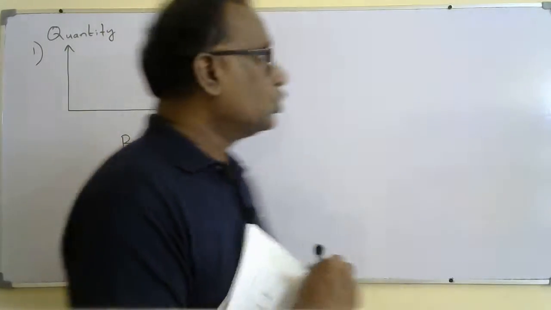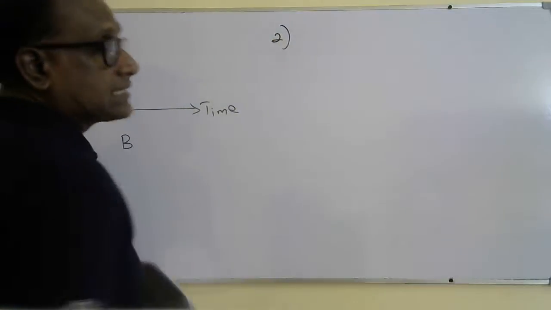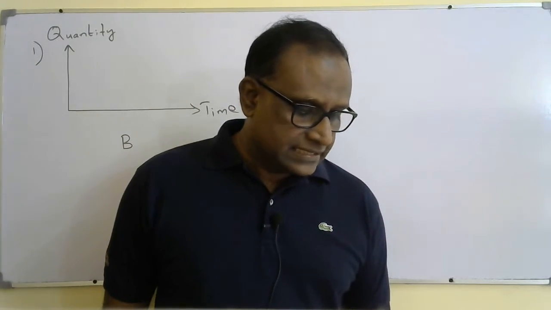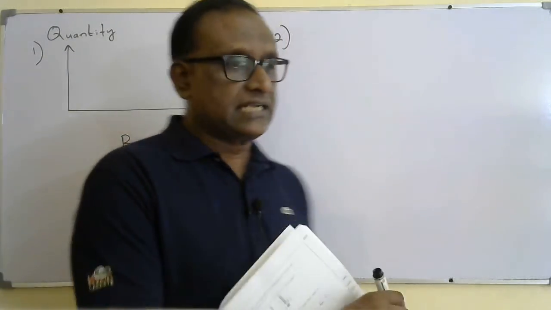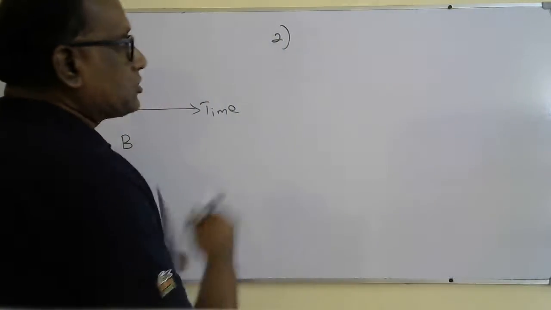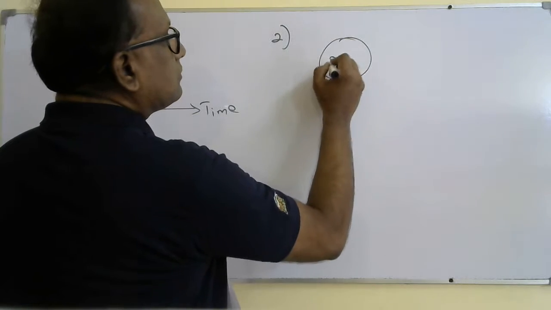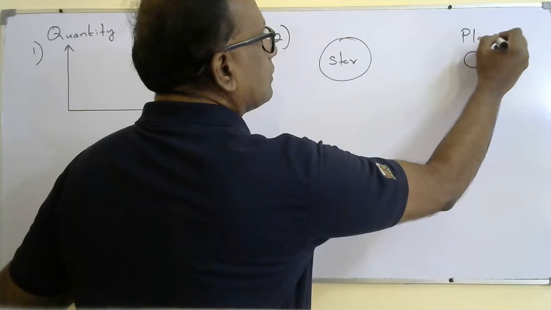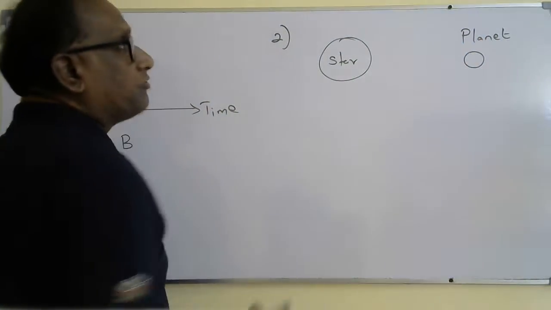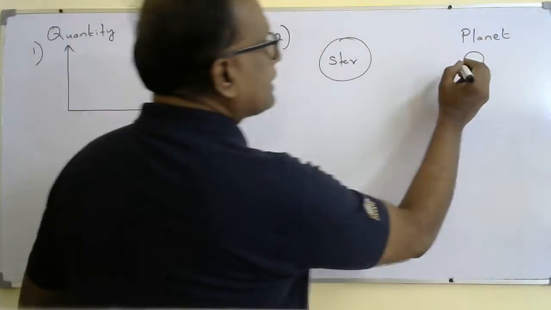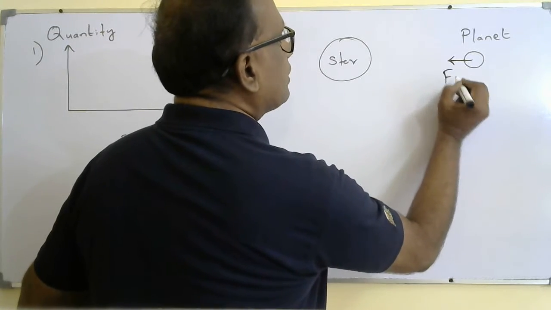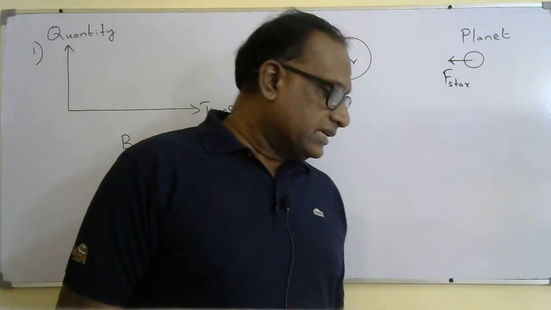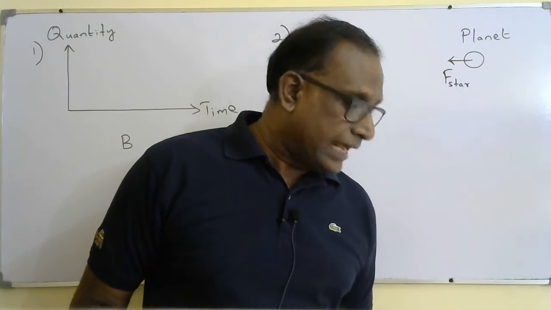Okay, question number 2, the second question. Now I'm going to discuss the second question. It says a massive star exerts a gravitational force F star on a small planet. So maybe there is a star and there is a planet. The star exerts a force on the planet, and the force is named F star. The planet exerts a gravitational force F planet on the star.